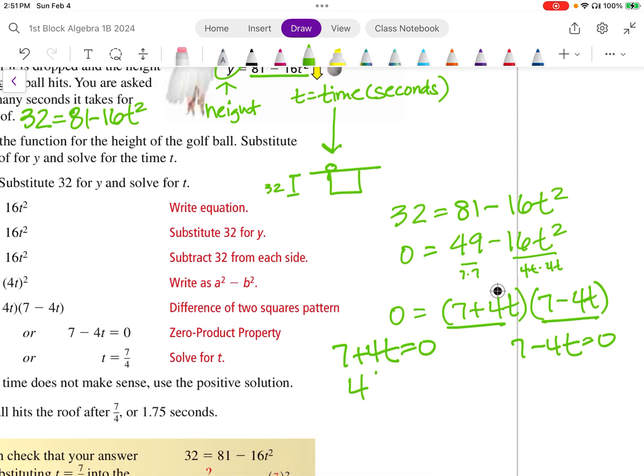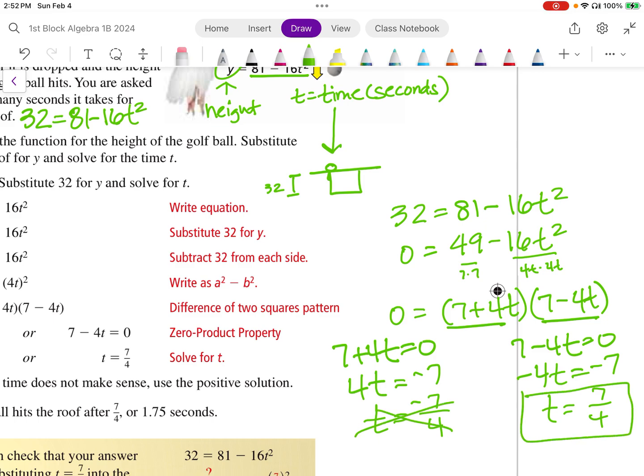Subtract 7 from each side. 4t equals negative 7. Divide by 4. T equals negative 7 fourths. Subtract 7 from each side. Negative 4t equals negative 7. Divide by negative 4 on both sides. T equals 7 fourths. So we have two possible answers. Only one of them makes sense, though. Go back and ask yourself, what does t represent? T represents time. Can we have negative time? No. Time is always moving forward. So that means our only possible answer is t equals 7 fourths.